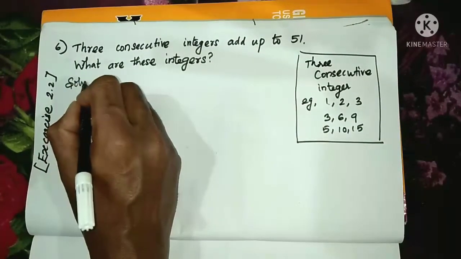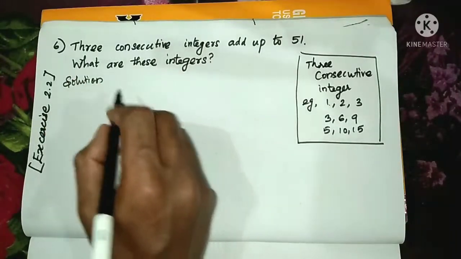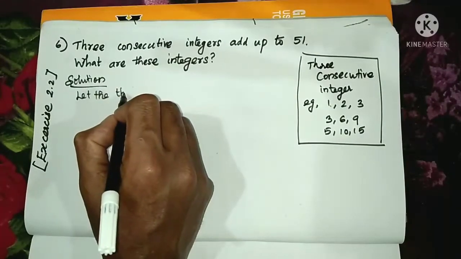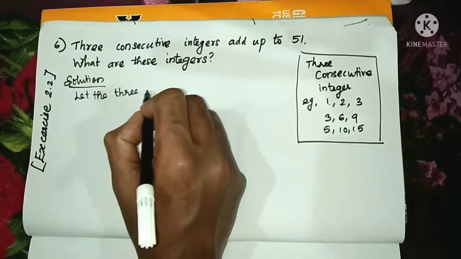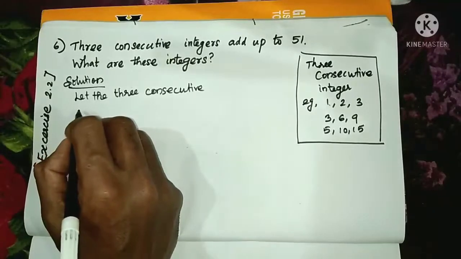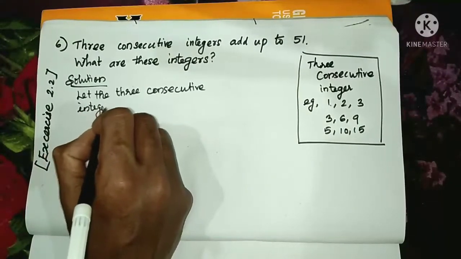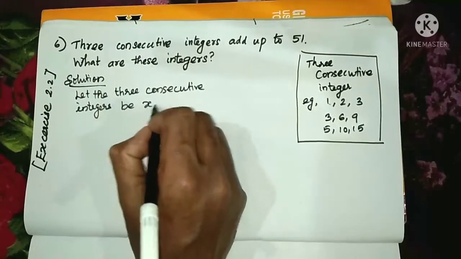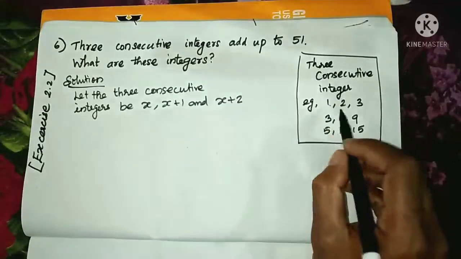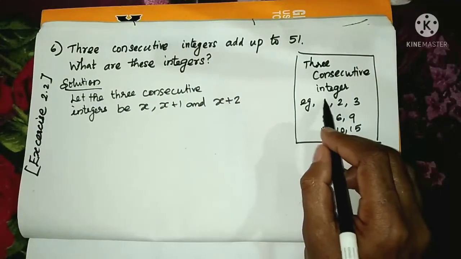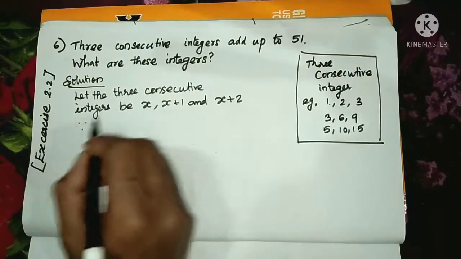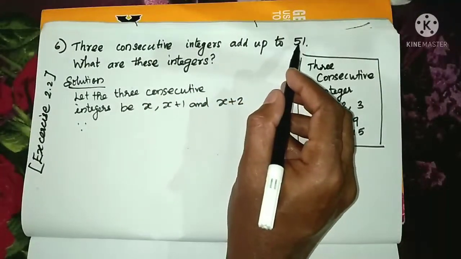We don't know the three numbers, so we can take: let the three consecutive integers be x, x plus 1 and x plus 2. Since we have three numbers, this is x, this is x plus 1, this is x plus 2. Now the question says they add up to 51.